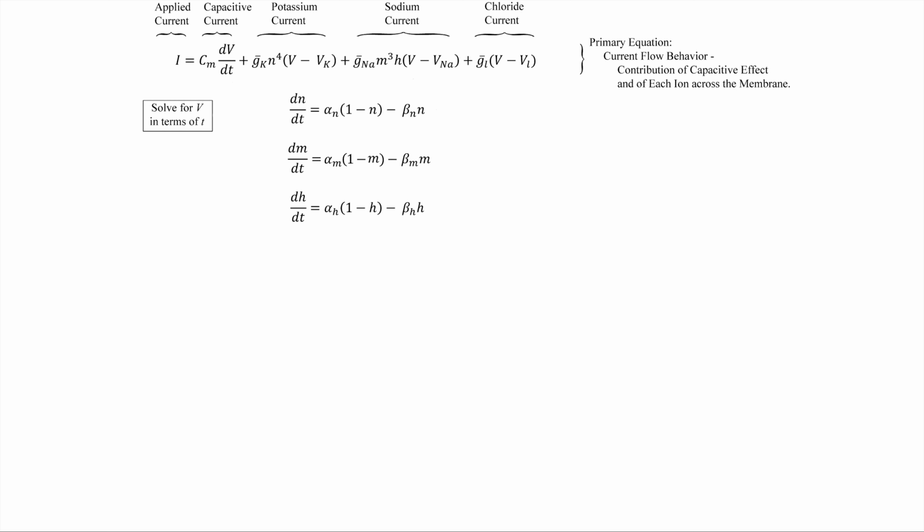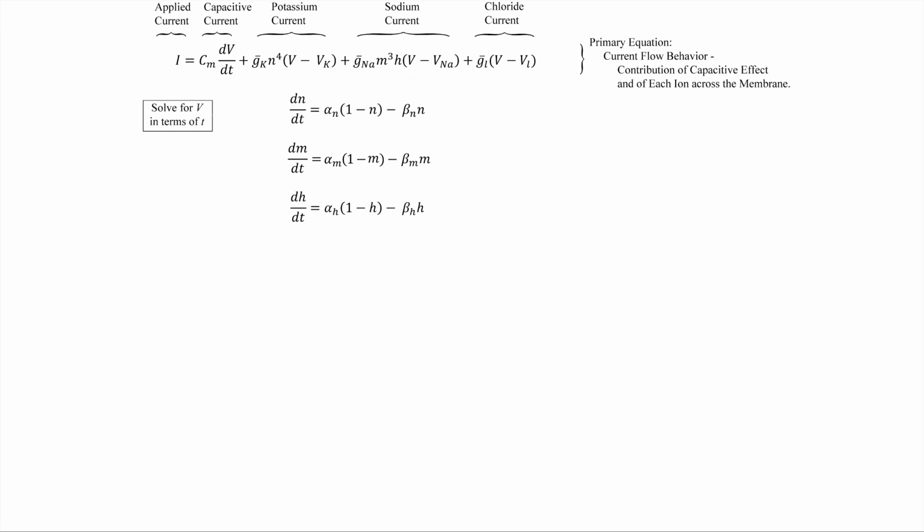You can also see that the resistive forces here are separated into individual ion components: potassium, sodium, and chloride. That's because these individual ions flow through specific channels, and we want to account for each one. Sodium and potassium in particular have unique voltage-sensitive gates in the membrane that will open and close in response to the membrane voltage. So this complicates things, and it gives us an additional set of differential equations to model.